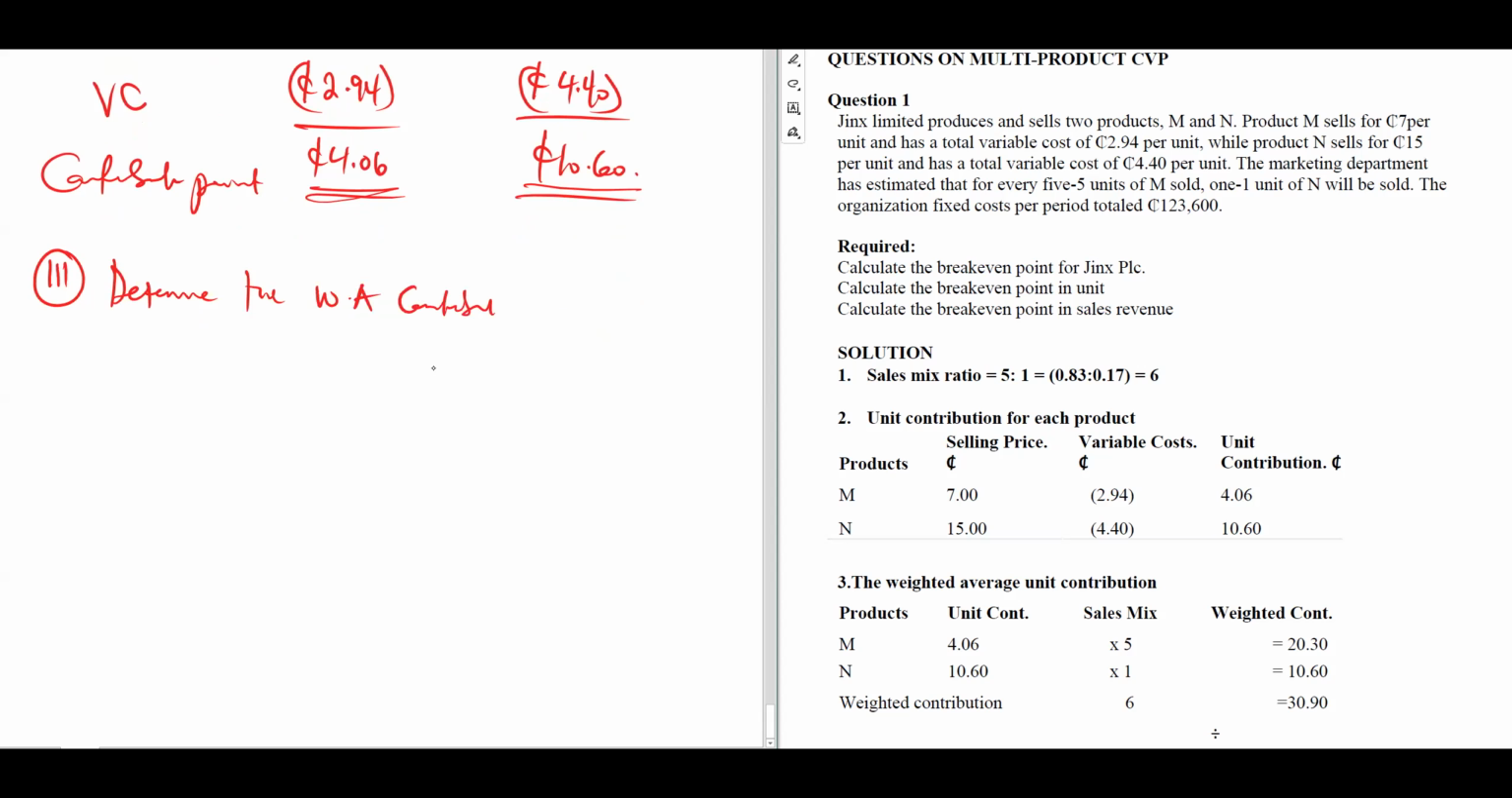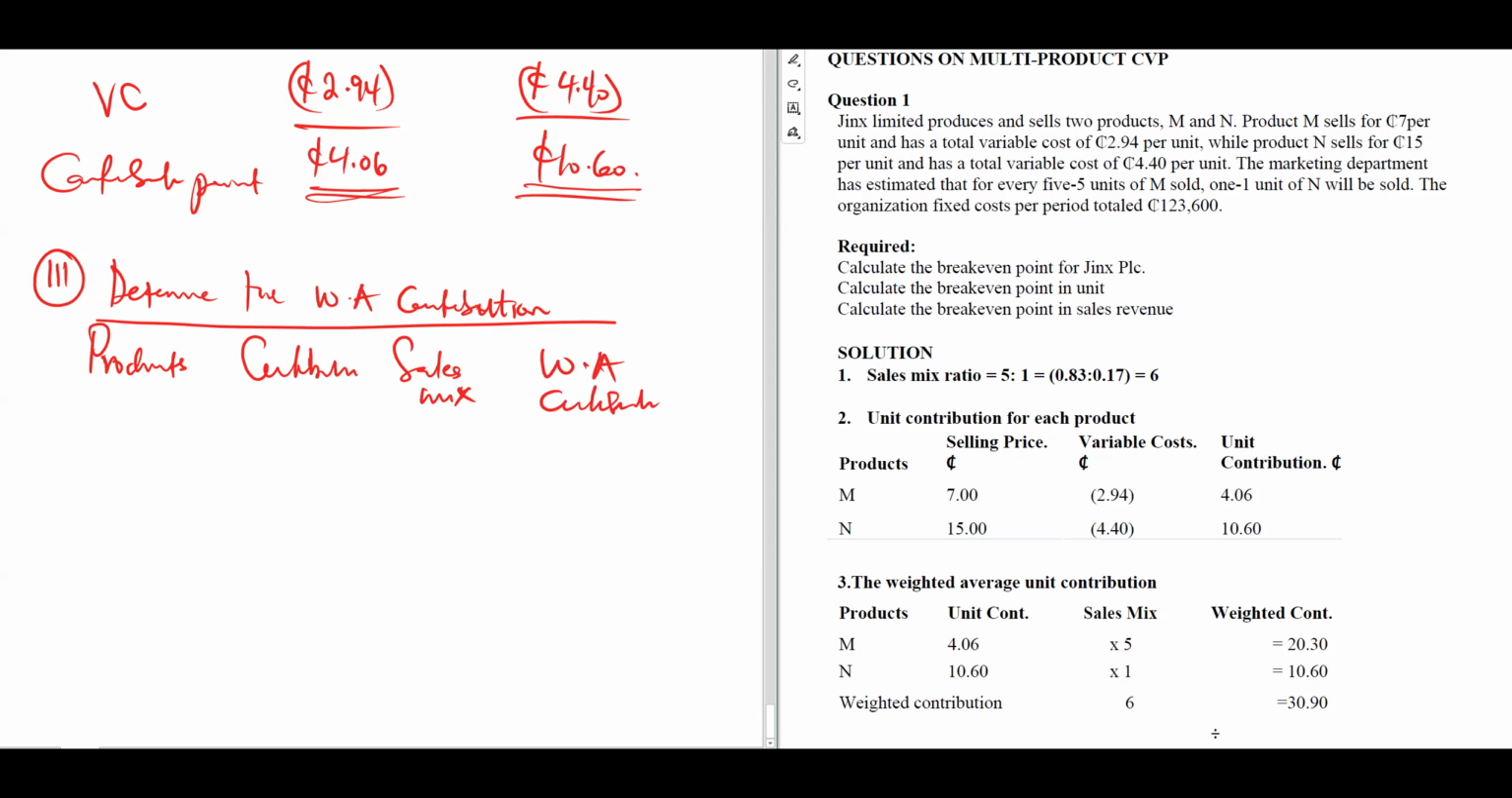Anytime you have more than one product, you always use the weighted average contribution, not the normal contribution, right? So how do we do this? My weighted average contribution can simply be gotten by multiplying my contribution by my sales mix. If you take your products, you have your contribution and your sales mix, then you get your weighted average contribution. It's not really necessary to do all this table. You can just open bracket and multiply 5/6 times the contribution and so on.